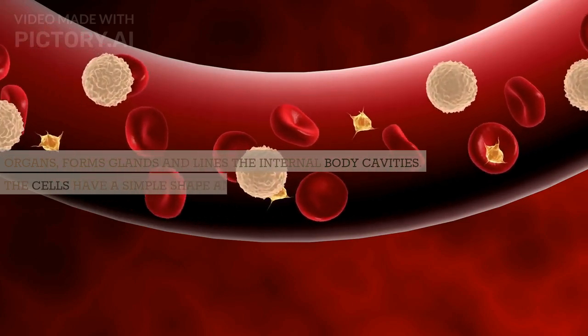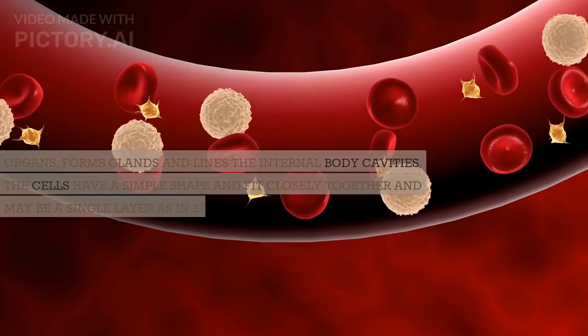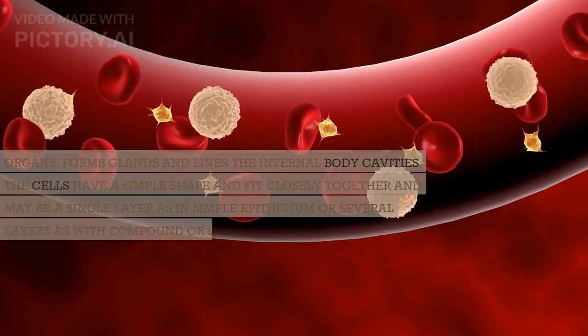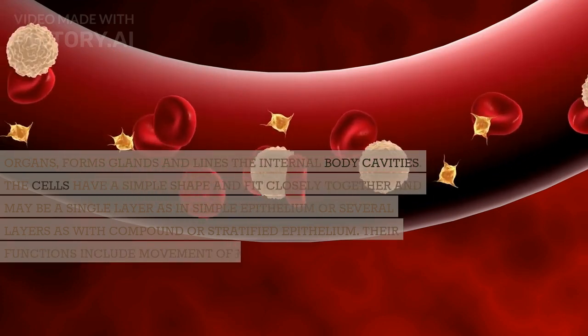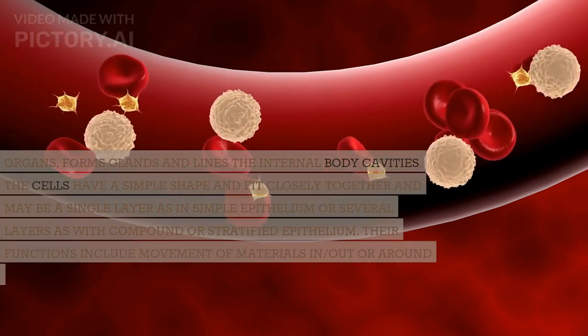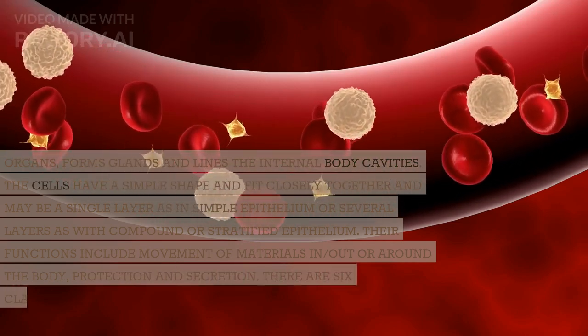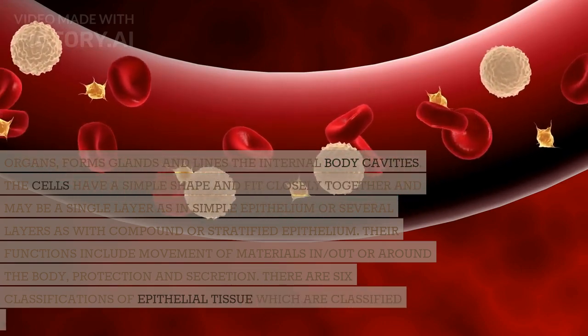The cells have a simple shape and fit closely together and may be a single layer as in simple epithelium or several layers as with compound or stratified epithelium. Their functions include movement of materials in/out or around the body, protection and secretion. There are 6 classifications of epithelial tissue which are classified according to their shape.